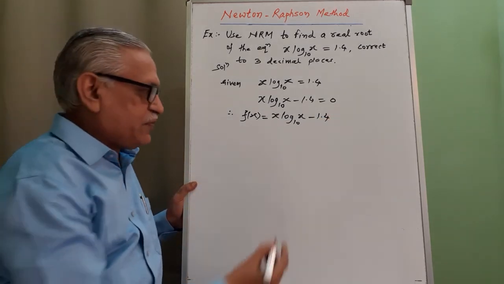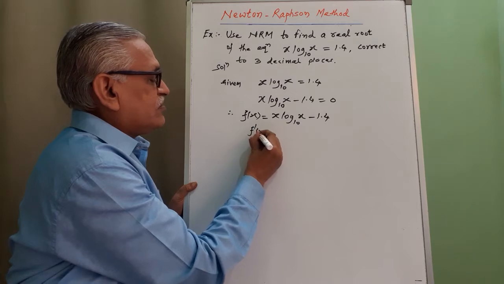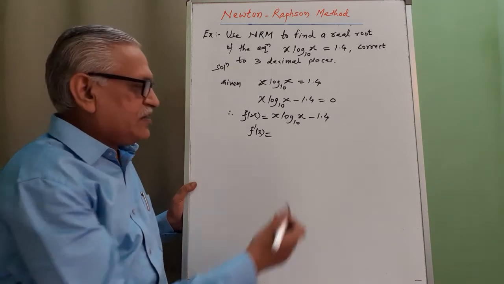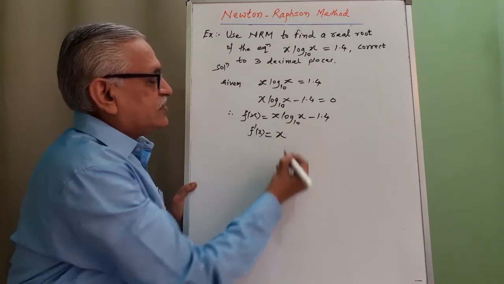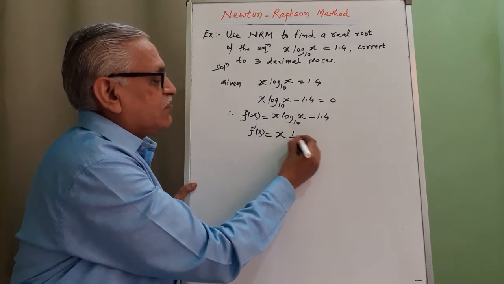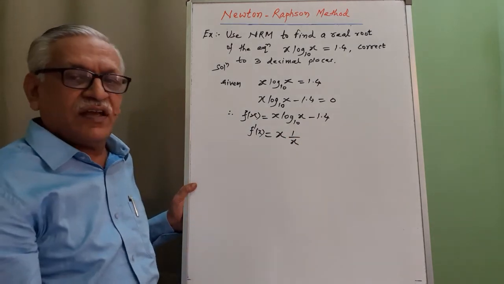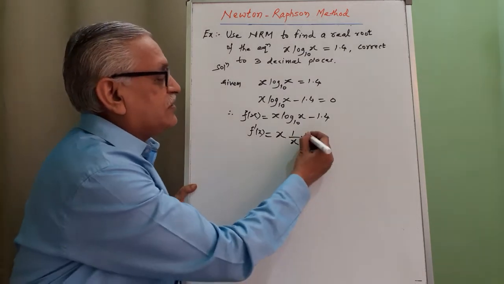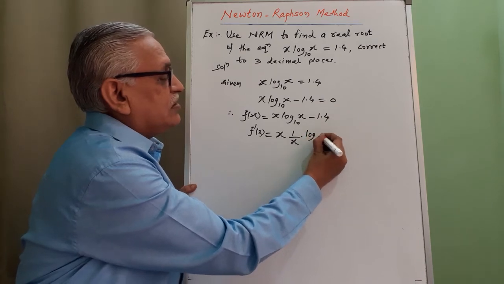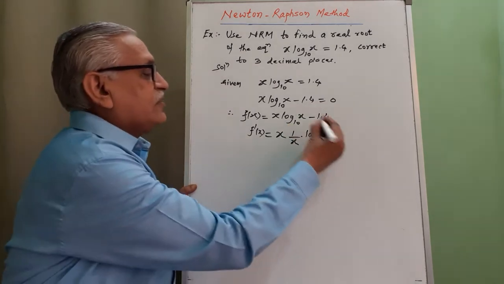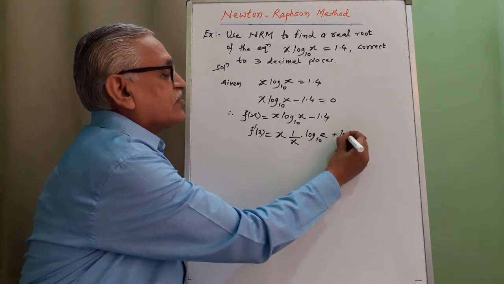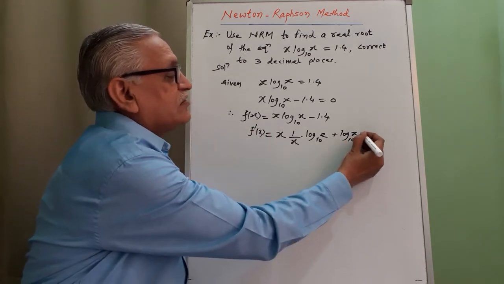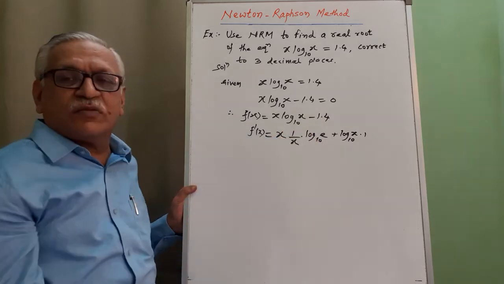Then differentiating with respect to x, we get f dash of x. It is a product of two terms involving x, so we have to apply the product rule, the UV rule. First term x, derivative of log x is 1 by x, and as it is base 10, applying the chain rule, the differentiation gives log e to the base 10, plus the second term log x to the base 10 times the derivative of x, which is 1, and the derivative of the constant term is 0.